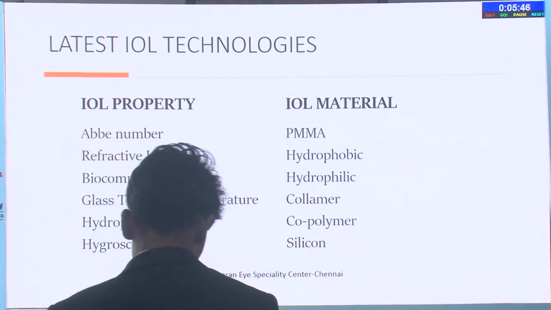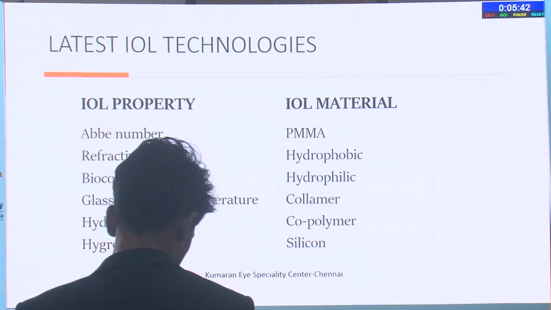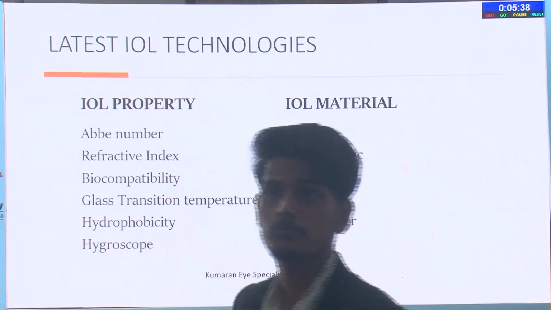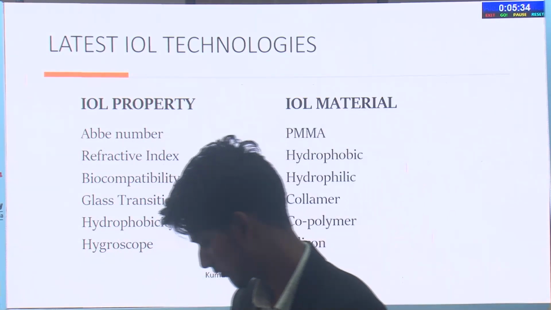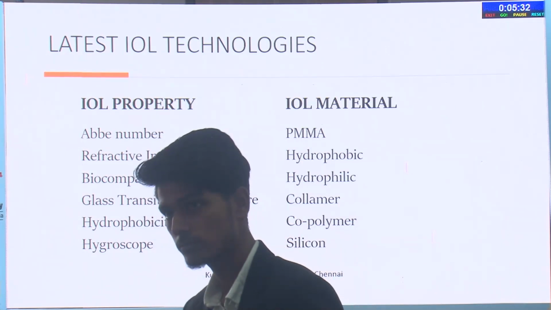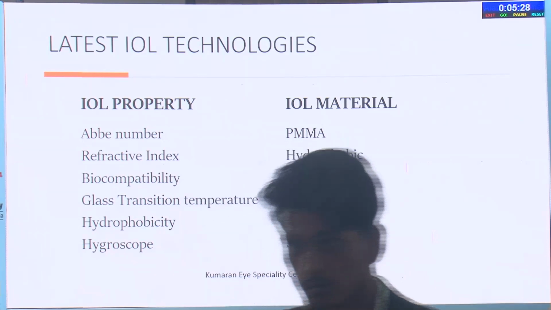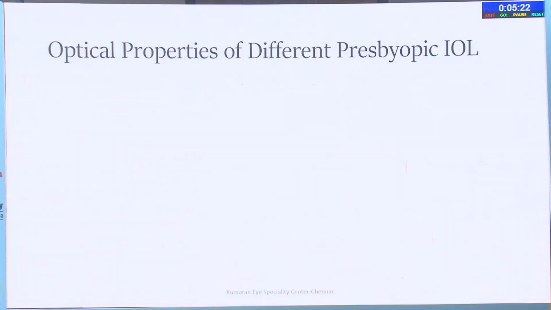All these are listed behind your IOL box: the Abbe number, the refractive index. So next time when you want to put in a multifocal or a trifocal, please look into all these factors. Don't just believe what the representative says, that this particular lens is good. Look into the Abbe number, the refractive index, the biocompatibility. These are all important for a clinician. The glass transition temperature and hydrophobicity are for manufacturing. Then the material which is involved, which I already told you about.